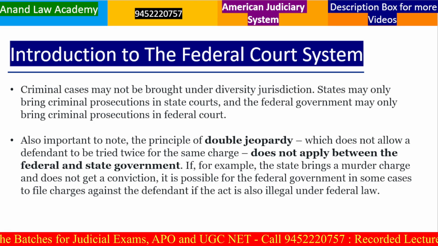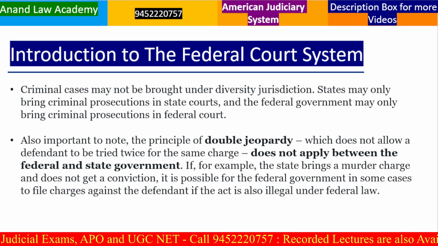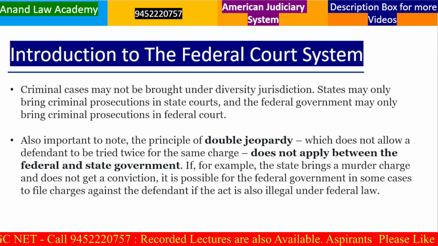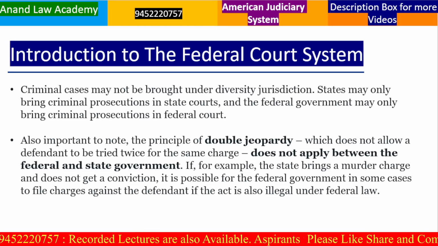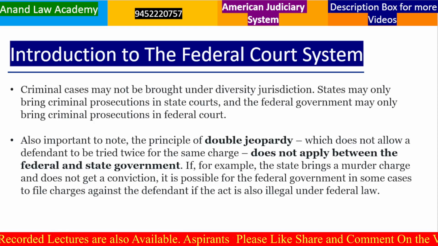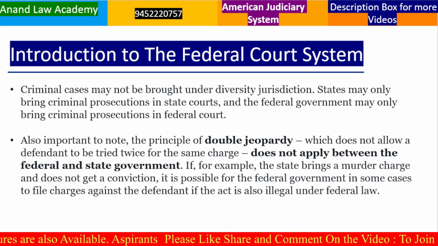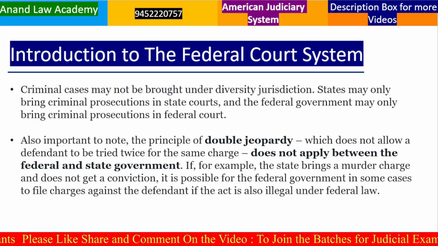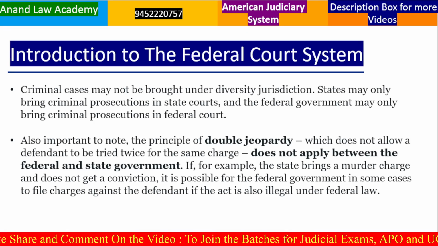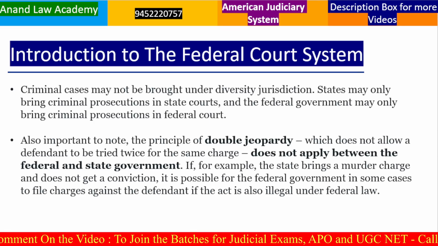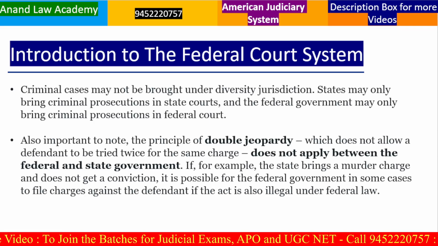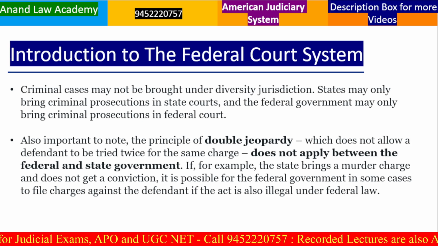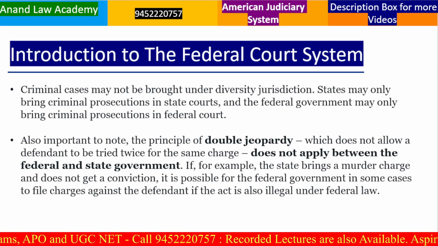So the starting point is what? The state. It is also important to note that the principle of double jeopardy, which does not allow a defendant to be tried twice for the same charge, does not apply between the federal and the state government. If, for example, the state brings a murder charge and does not get a conviction on the person against whom the charge was framed, it is possible for the federal government in some cases to file a charge against the defendant if the act is also illegal under federal laws. Here we can clearly see that double jeopardy does not apply at this stage.